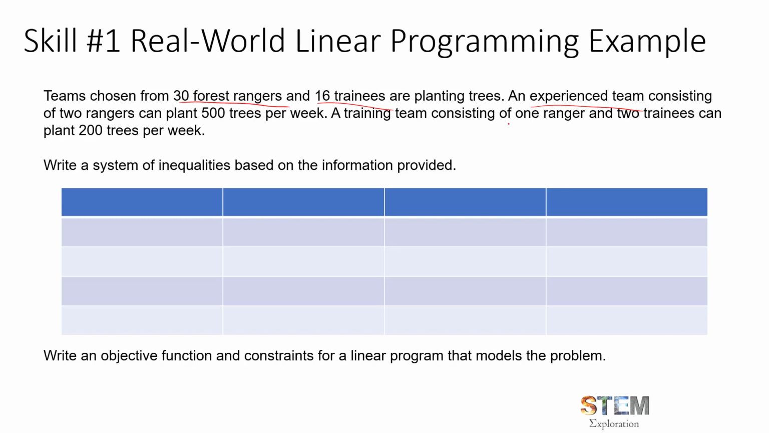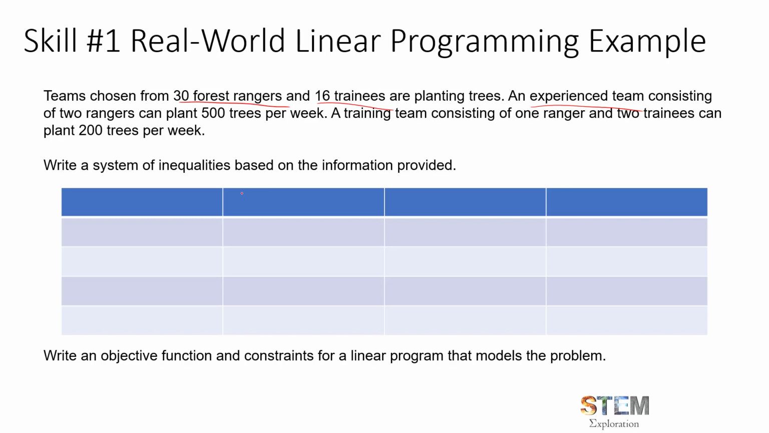And a training team consisting of 1 ranger and 2 trainees can plant 200 trees per week. So I'm going to want to make another inequality based on that. We're not going to want to base everything on X being the number of rangers and Y being the number of trainees, because that's not going to really relate things to the resources that we have, especially when we're looking at the production of each type of team.